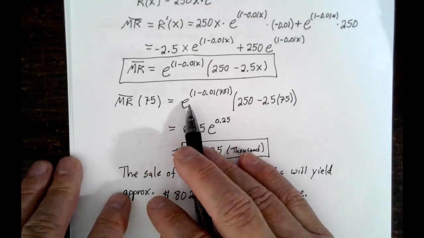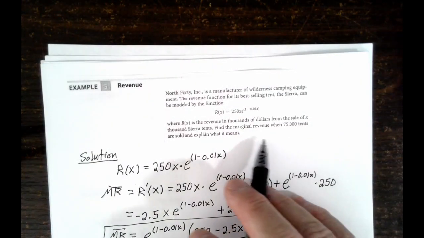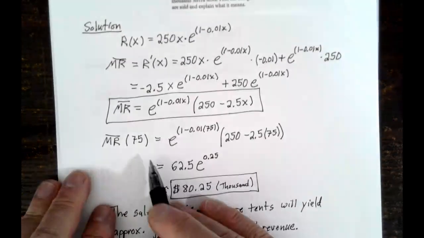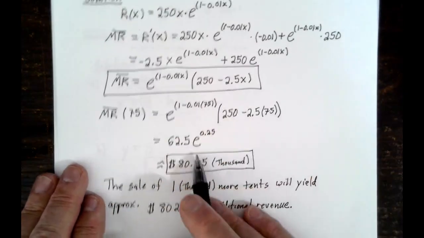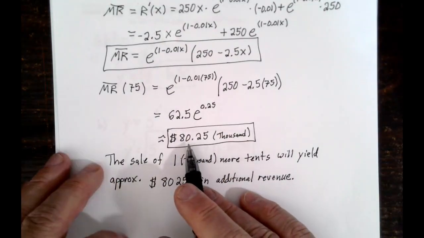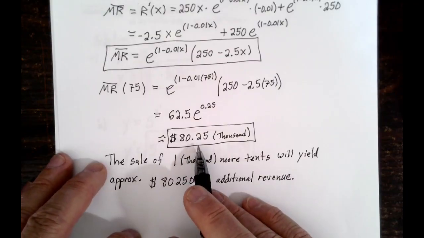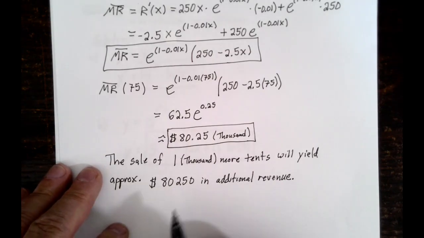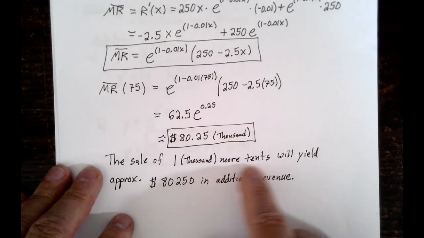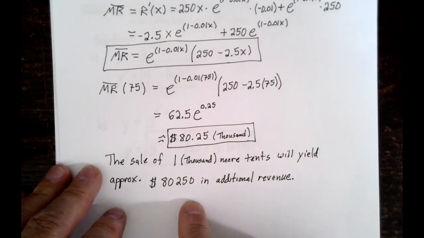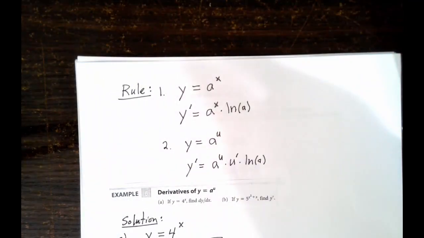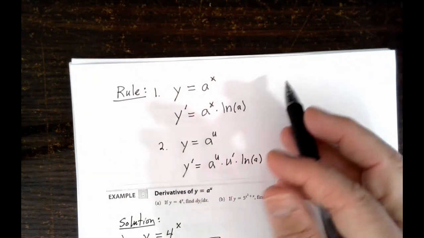So now when they ask you to analyze it for 75,000 tents sold, x represents how many thousands of tents. So 75,000 is represented by the number 75. You plug that in and you get this number, and your dollar amount is in thousands of dollars. So it's 80.25 thousand dollars, or $80,250. So the sale of one more tent, or 1,000 more tents, will yield approximately $80,250 in additional revenue.